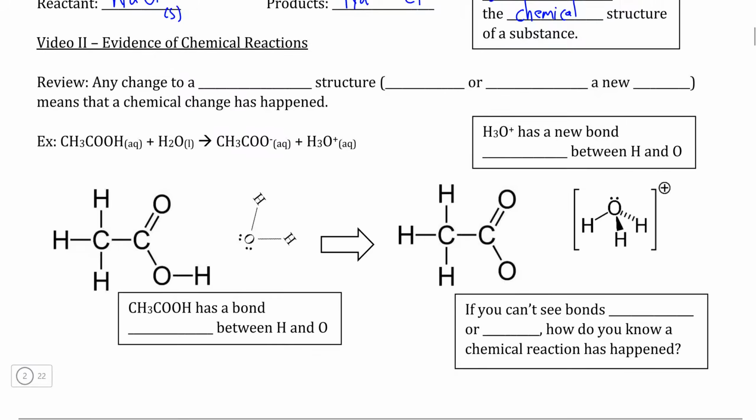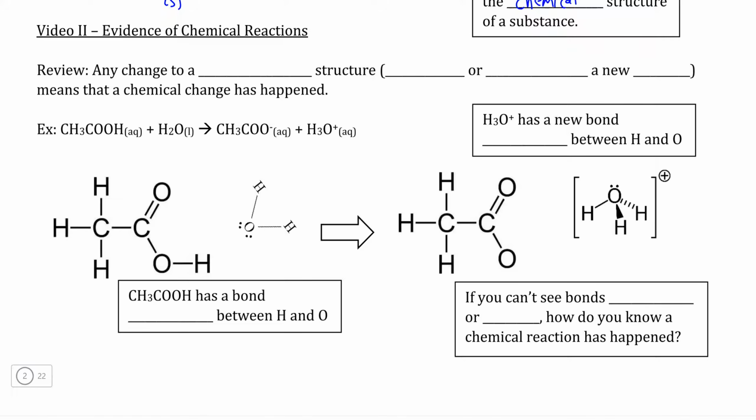The next video will expand on this because obviously it's difficult to see the chemical structure as a chemical reaction happens. So the next video will look at a number of different changes that we can actually observe to tell us whether a chemical reaction has actually occurred.